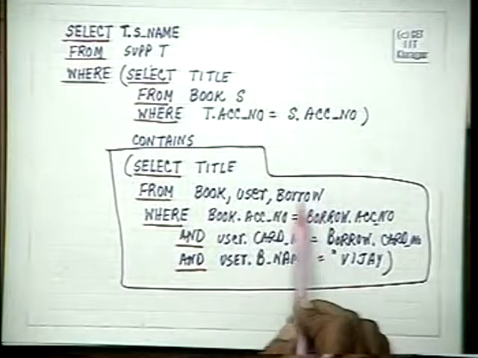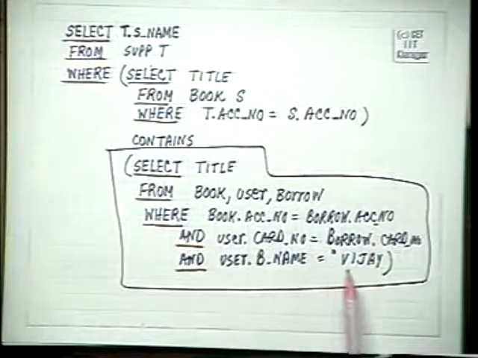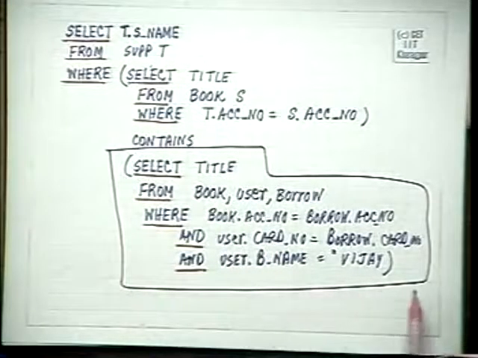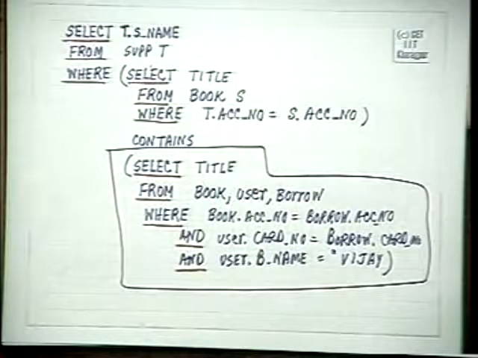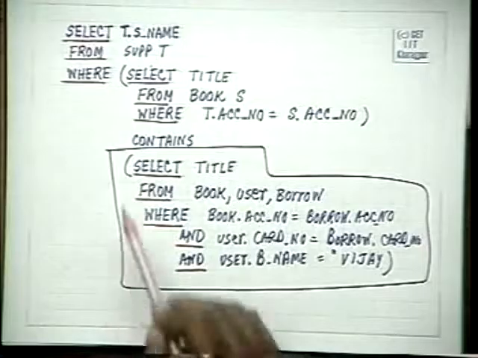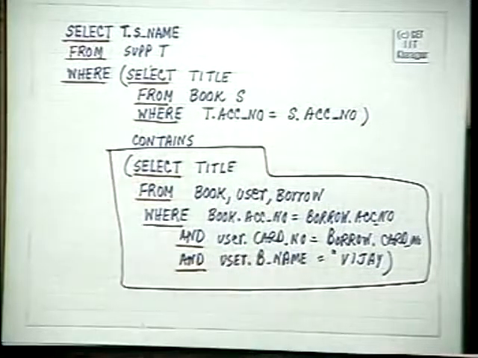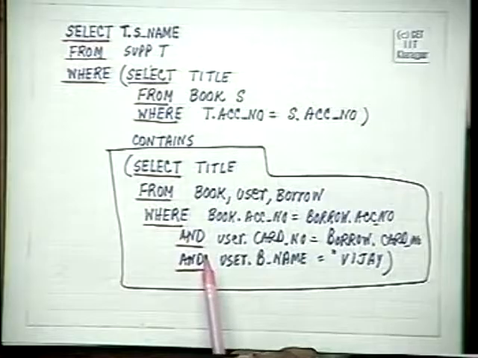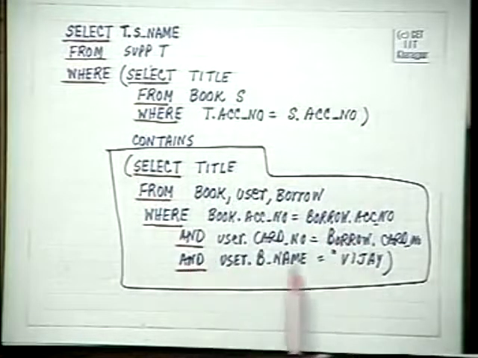So it's actually a natural join between book, user and borrow. I hope this is clear, that it is a natural join between book, user and borrow, where user is Vijay. And it took out title. So this gives you the title of all the books borrowed by Vijay. This part gives you the set, which is the title of all the books borrowed by Vijay. Is that okay? So the title of all the books borrowed by Vijay is available here.